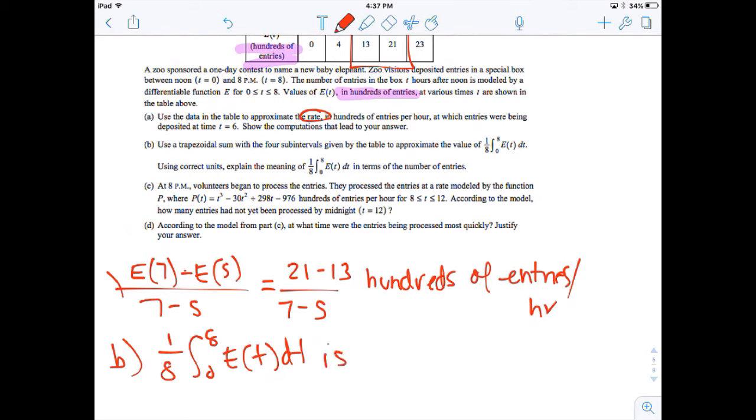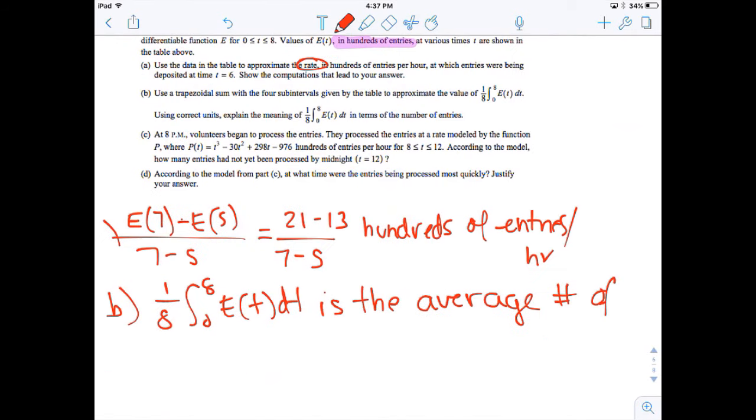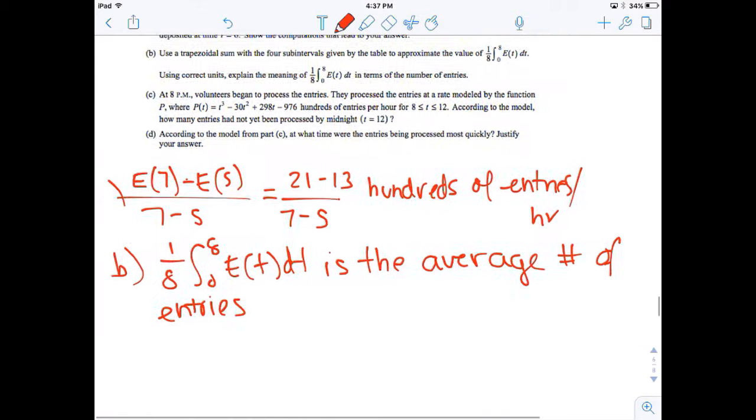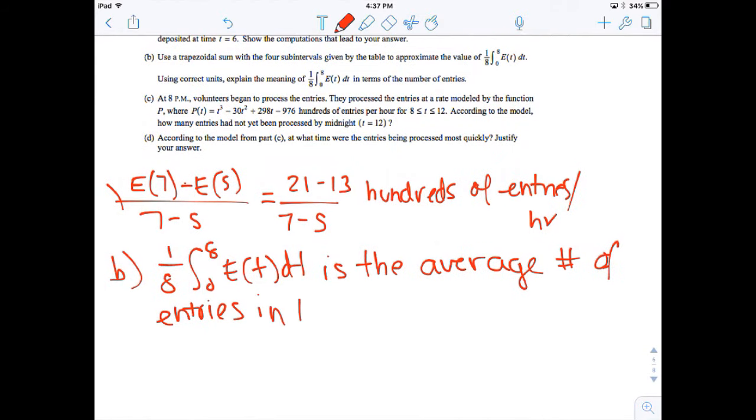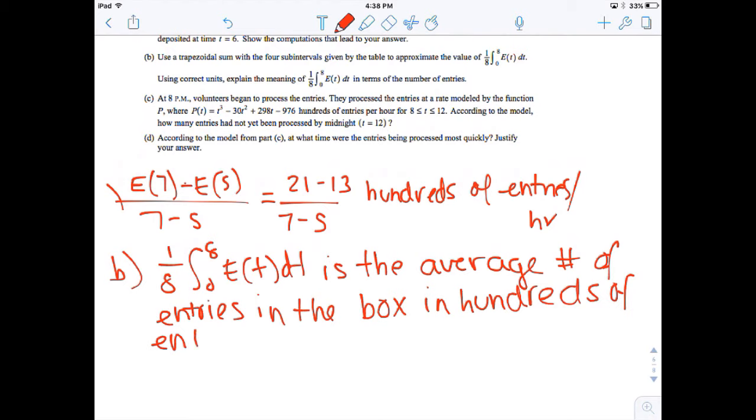And e is entries, right? The average number of entries in the box, in hundreds of entries, 8 hours after noon. Or you could say at 8 p.m. There's lots of ways you could say that.